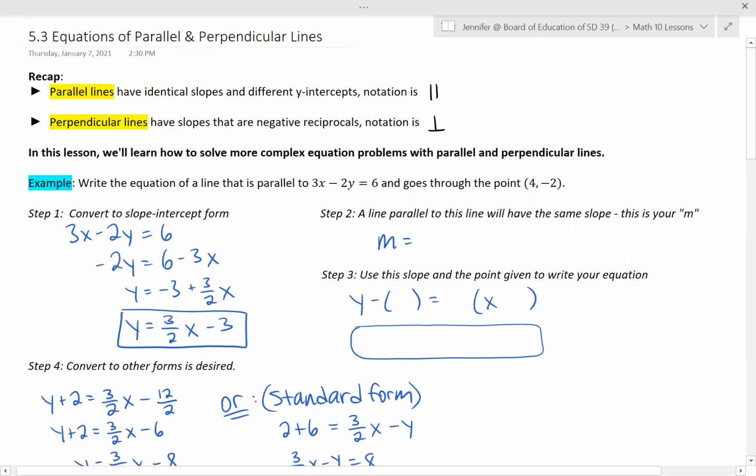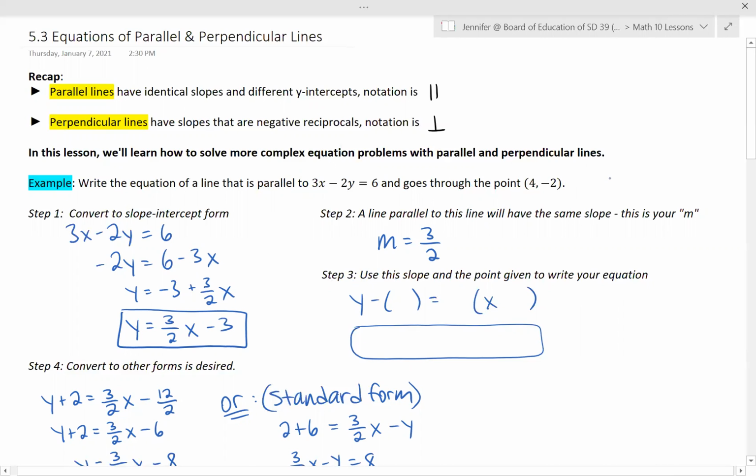If we want to write the equation of a line that is parallel to this line, then that means they have to have the same slope. So for this new equation that we're writing, we know that the slope has to be 3 over 2 because it has to be the same slope as the equation given to us. Step 3, we're going to use the slope that we just found and the point given to us in the question to write out the equation of this line. Because it says again, this line that we're trying to write an equation for is parallel to this, so we got that down because we got the slopes to be the same, and it also goes through this point.